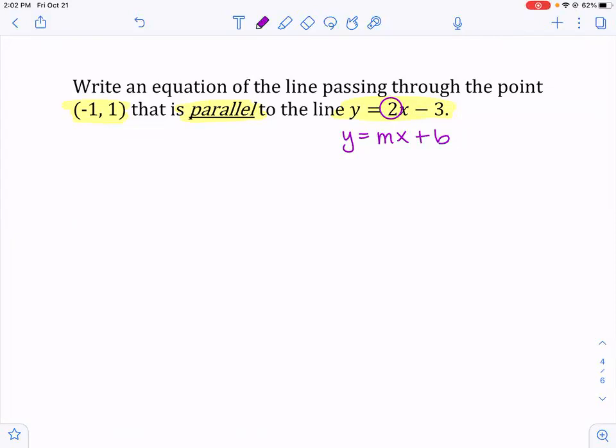Okay, so we can recognize that this line is in slope intercept form and our slope is 2. Well, if we want a line parallel, we want a slope that is the same. As long as we have a point and we have slope, we can write the equation of a line. So we want y equals mx plus b, but we know that our slope is 2. So now we need our plus b.